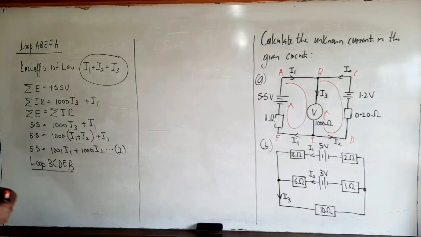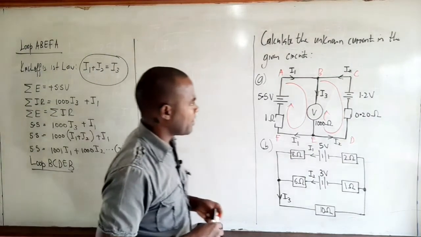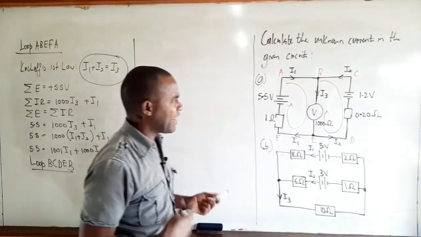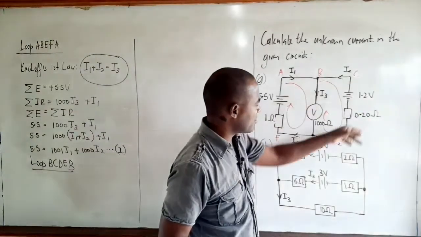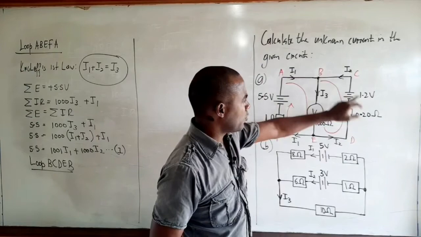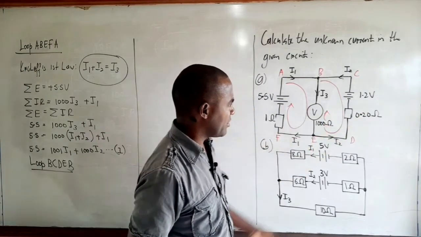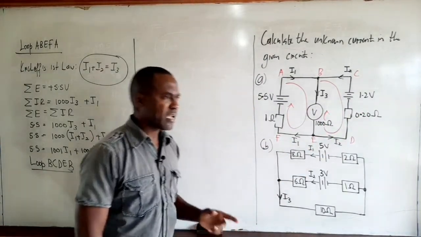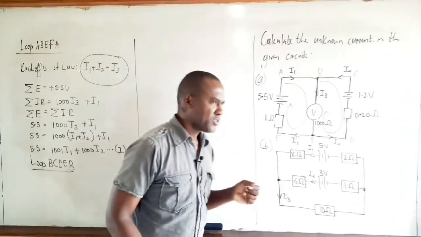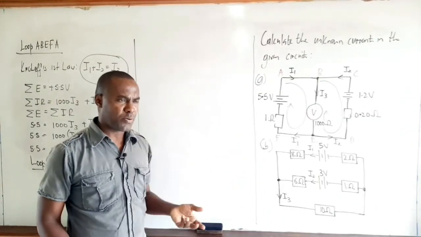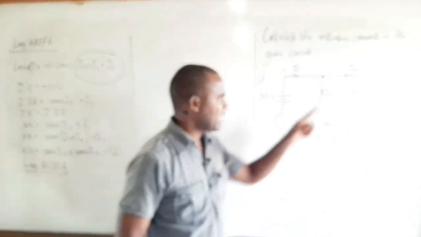So as before, we'll look at how many batteries are in that loop and we find the algebraic sum of their EMFs. So if we start at B and we go around in this direction clockwise, we encounter the 1.2 volt battery, the only battery in that loop. But of course, this time we encounter the positive terminal before the negative terminal. So that means we experience a potential drop and the EMF will be treated as being negative.